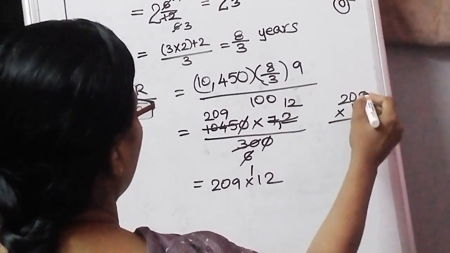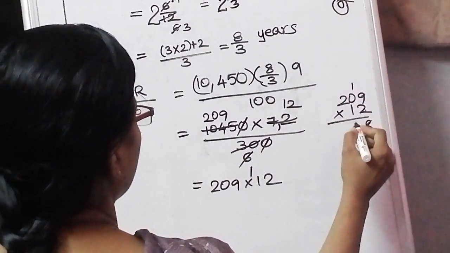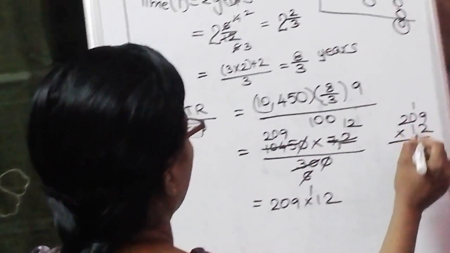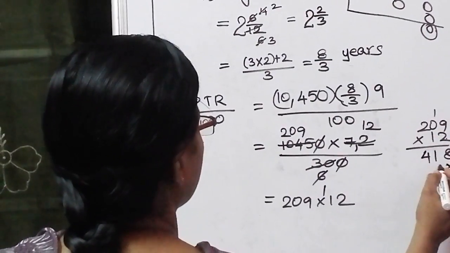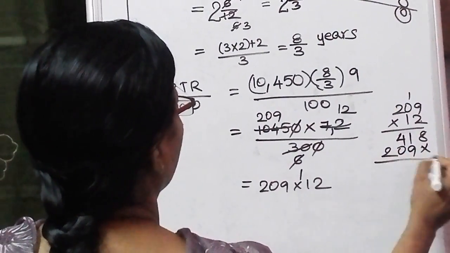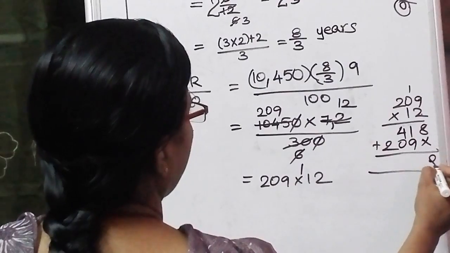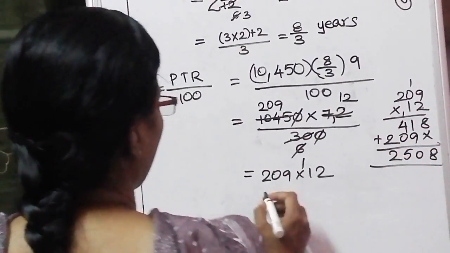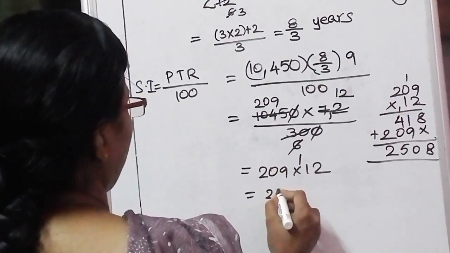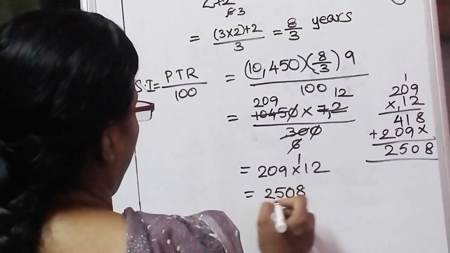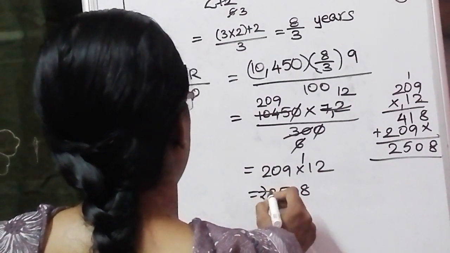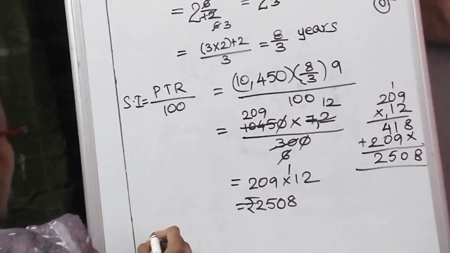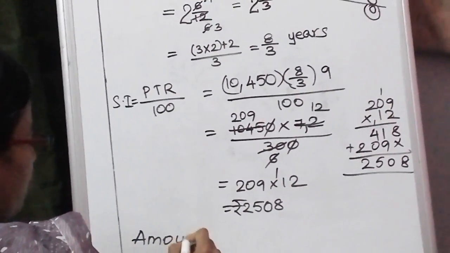Into 12. 2 9s are 18. So this is 1. 2 zeros are 0. 0 plus 1 is 1. 2 2s are 4. Then cancel the units place. This is 902. Add up these two. This is 8. 9 plus 1 is 10. 4 plus 1 is 5 and 2. So the answer is 22,508. Okay. The interest you got it as 2,508.